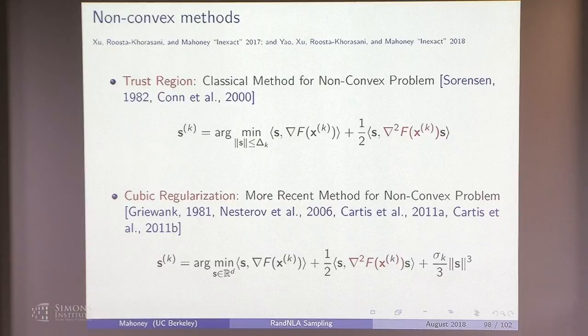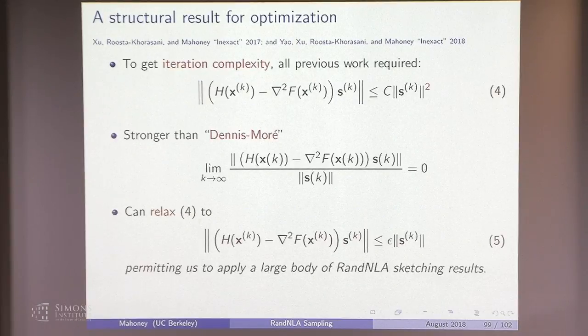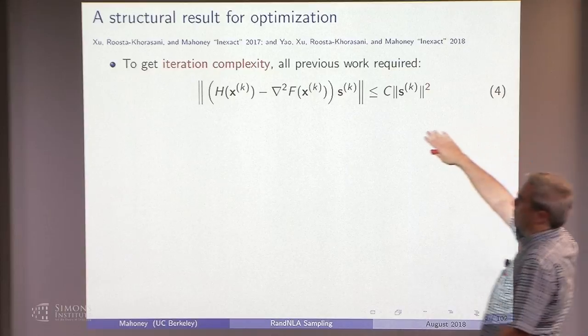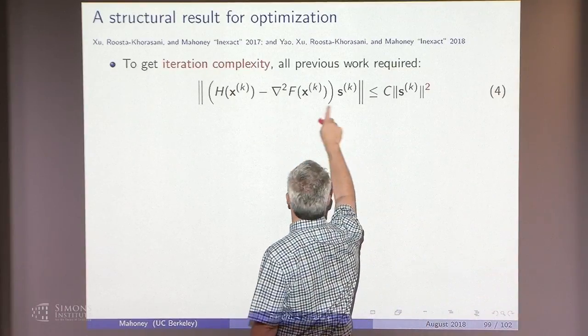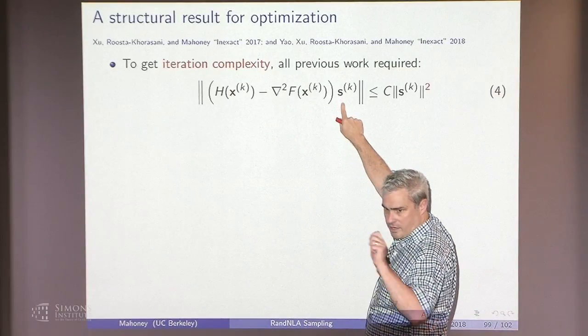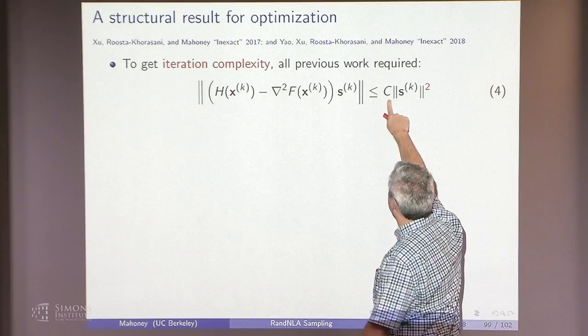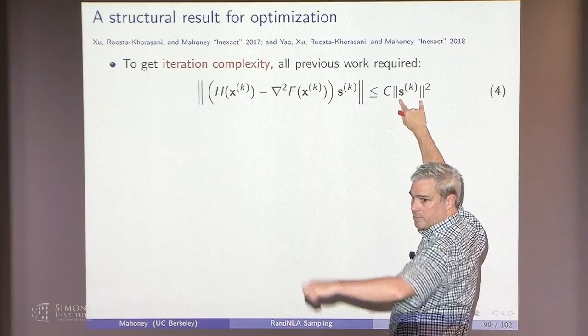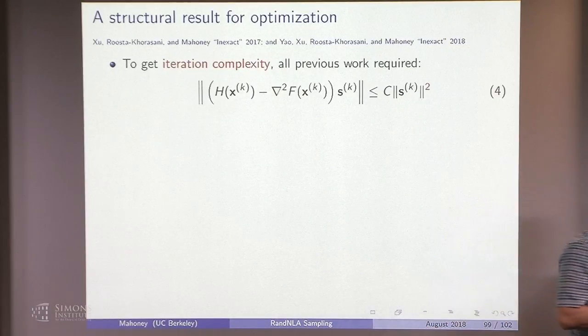It's simpler to talk about it in the non-convex case because it has fewer moving parts and it highlights certain things. So there are trust region and cubic regularization methods, and I won't describe them in detail. There's a lot of work in machine learning that says, I want to get iteration complexity, and I want bounds of the following form: the Hessian minus the approximate Hessian, either in general or dotted into the particular direction I'm moving, is less than something, a half or whatever, times the norm of this step squared. All right?